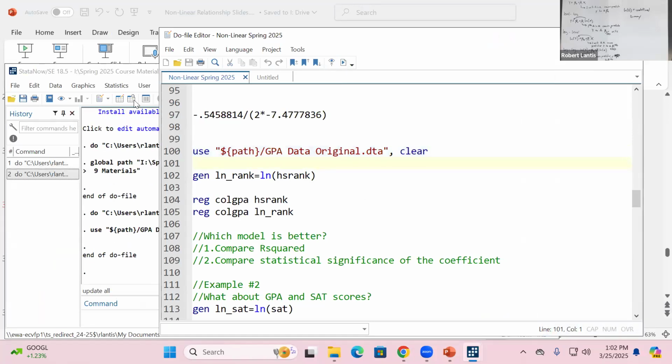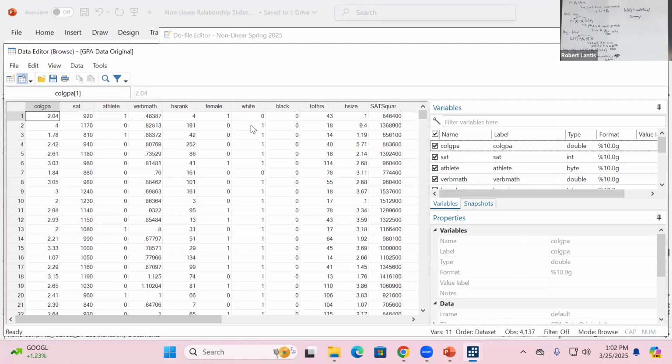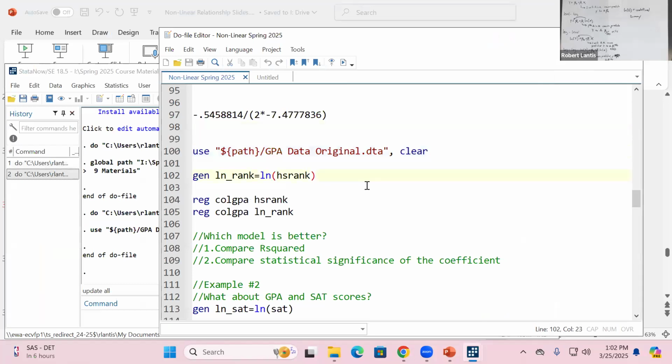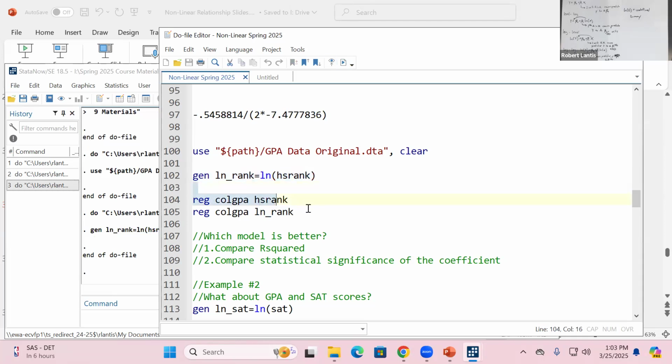Now, when I have this original data set, all I have is GPA and SAT. I don't have these natural log variables. So what I'm going to have to do is create them, right? So I'm going to use the gen command, right? And the natural log is essentially a formula. I don't have to type it out. It has it stored behind the scenes. So I'm going to create this new variable, which I'm going to call the natural log of rank. If you wanted to, you could call it high school rank or whatever. And I'm just going to take the natural log of the original high school ranking. So I then have 2 models, right?